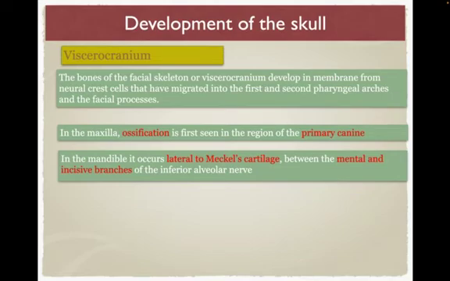Now, that's still talking about the skull. We have the viscerocranium, and this is basically the facial skeleton, the face of the patient. Usually this one develops from the neural crest cells that migrated into the 1st and 2nd pharyngeal arches. Now, in the maxilla, ossification is seen in the region of the primary canine. In the mandible, we have ossification just medial to Meckel's cartilage.